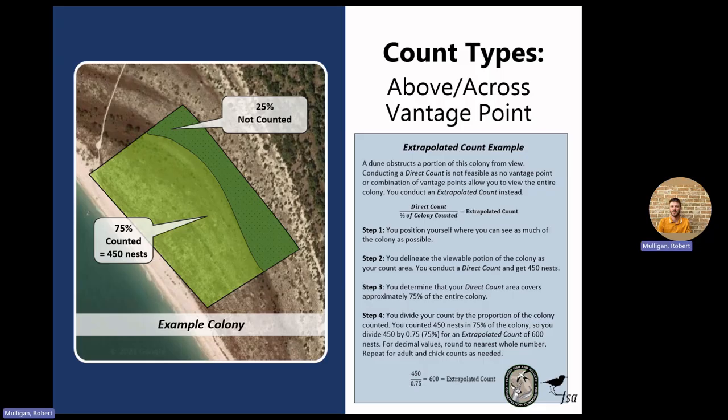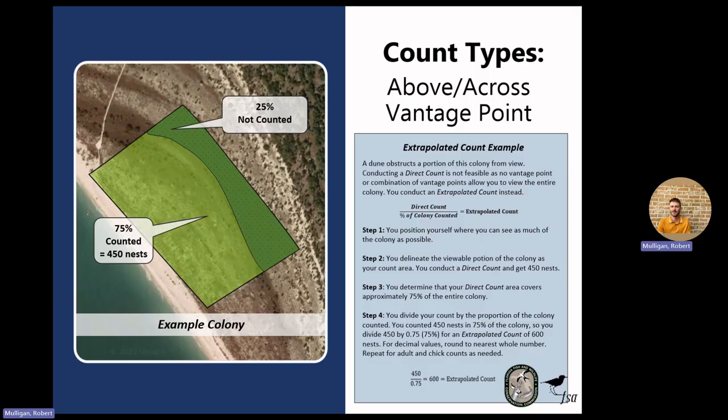The example colony pictured here has a large dune running through it. It is not feasible to conduct a direct count because no vantage point or combination of vantage points allow you to view and count the entire colony. For rooftops, the obstruction could be the shape of the rooftop, a wall splitting the colony, air conditioner units, or other structures present on the rooftop that significantly impede your ability to see the entire colony, no matter your vantage point. So instead of using a direct count, you conduct an extrapolated count using the calculation protocol found in the Breeding Bird Protocol on page 12.